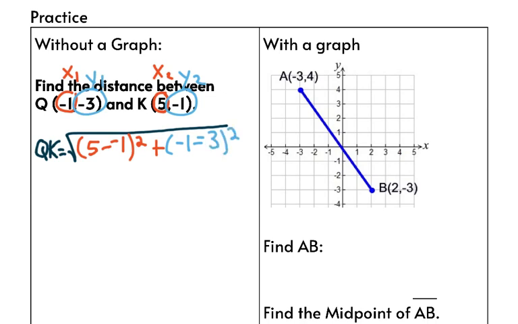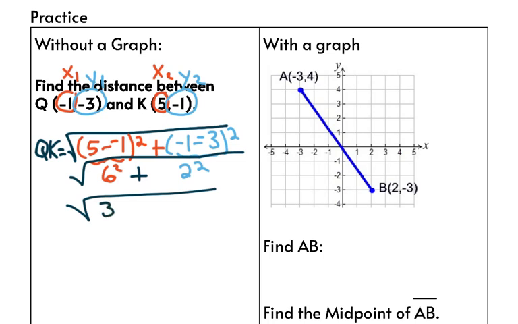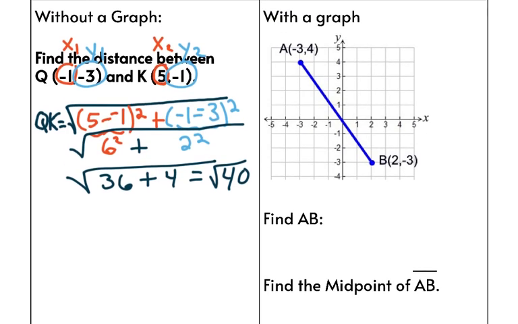And then you just have to be very careful with your arithmetic. This would be 5 plus 1, subtracting the negative. So that'll be a 6 squared under there. This will be negative 1 plus 3 because of the 2 negatives, so a 2 squared. So with my arithmetic, I end up with the square root of 36 plus 4, which is the square root of 40. And then in your homework, you'll be going to a calculator and rounding that to the nearest tenth.